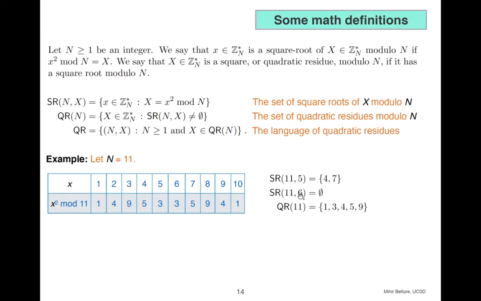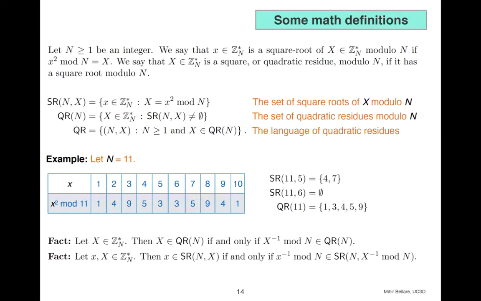What about the number 6? Well, it doesn't appear here at all. It's not a square, and so the set of square roots of that is the empty set. What are the quadratic residues mod 11? They are whatever appears here. So that gives us 1, 3, 4, 5, 9.